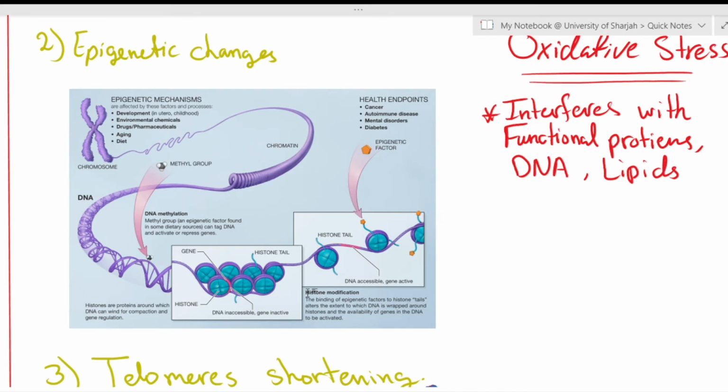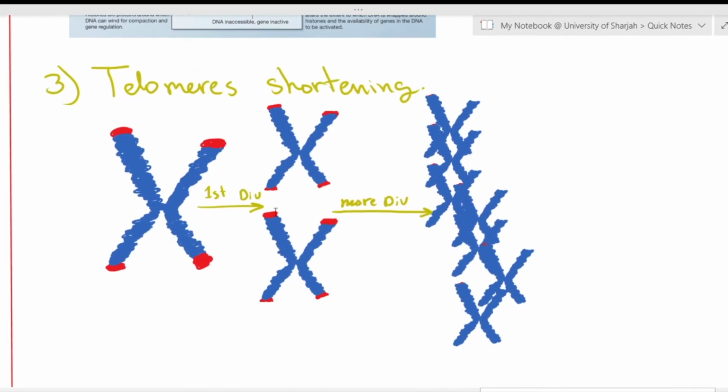They can cause cancer. So the end point of these epigenetic changes are either cancer, autoimmune disease, mental disorders, for example, also diabetes. Okay, so the last but not least is the telomere shortening. Now, telomere is a part of the chromosome. Remember the shape of the chromosome?